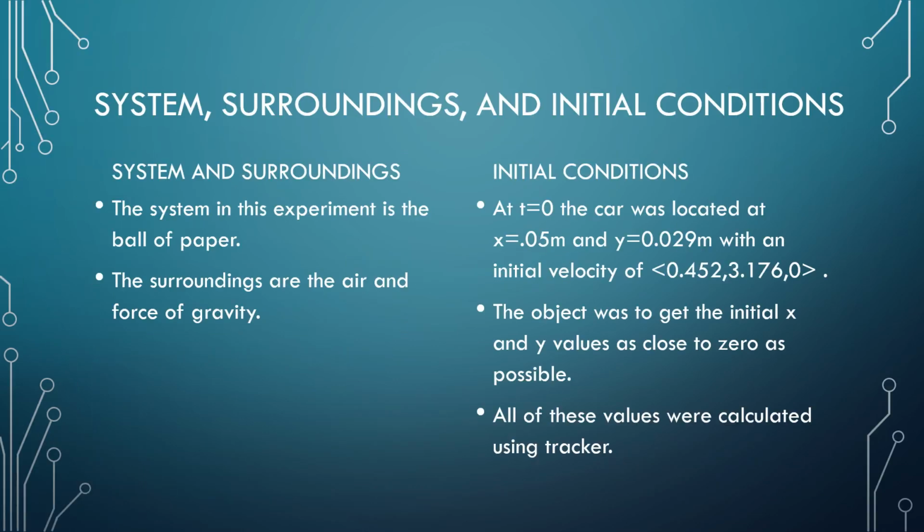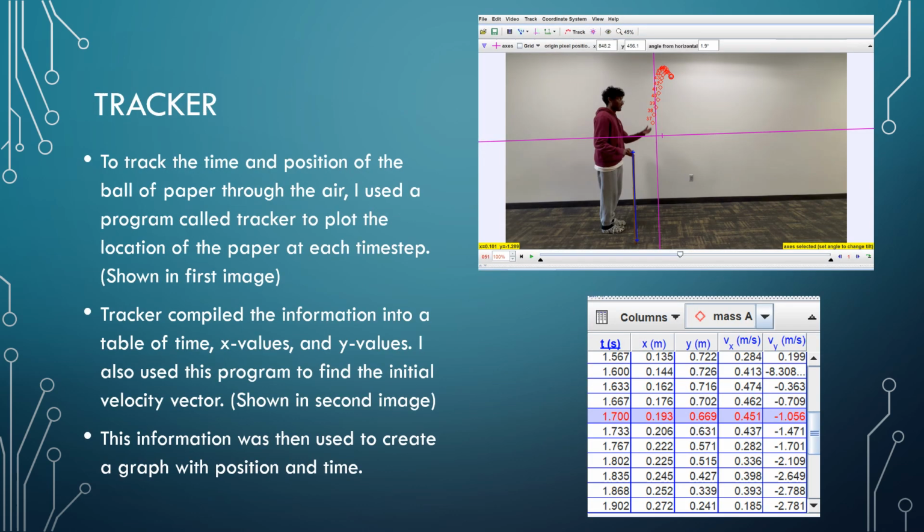Here are the system surroundings and initial conditions. So for Tracker, I used it to track the time and position of the ball of paper through the air, and I turned the data into this table.